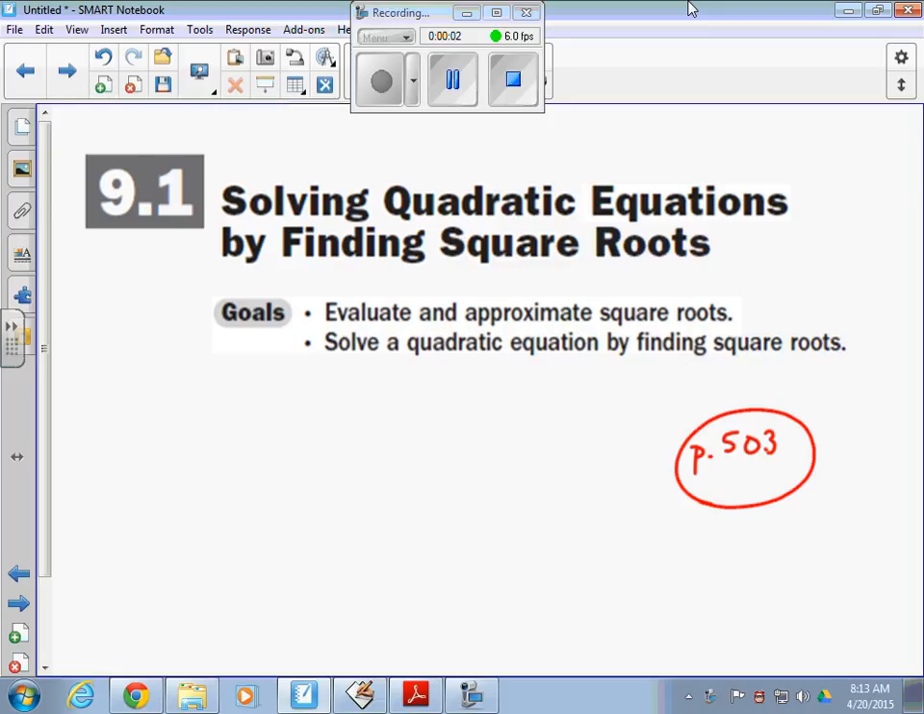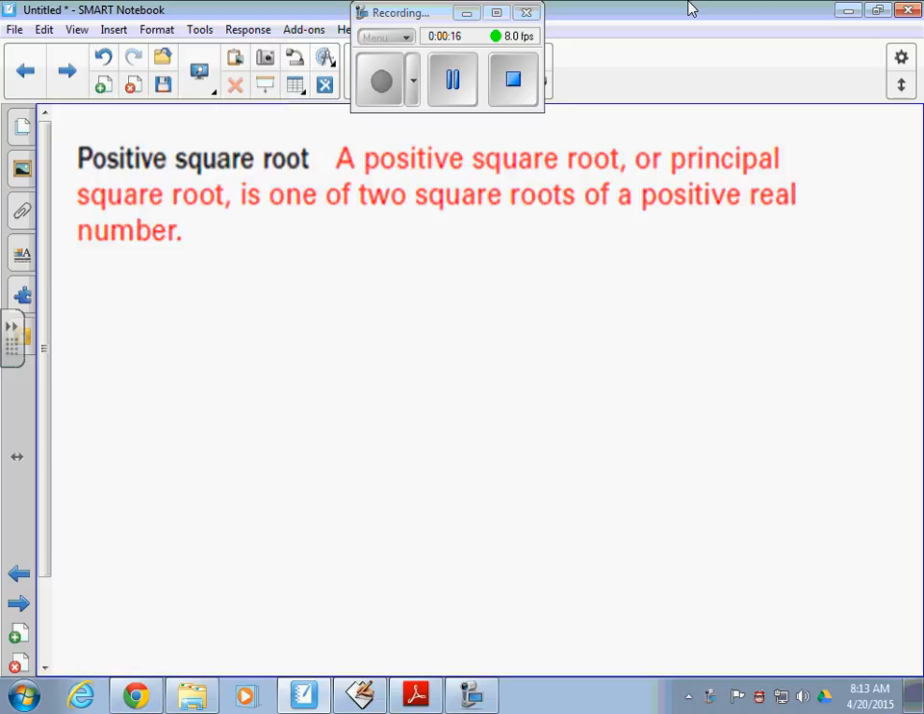This is Algebra 1 lesson 9.1, solving quadratic equations by finding square roots. That's what we're doing. We're evaluating and approximating square roots, and then we're going to solve equations by finding square roots, beginning on page 503. A handful of definitions to start, or a few more than a handful.